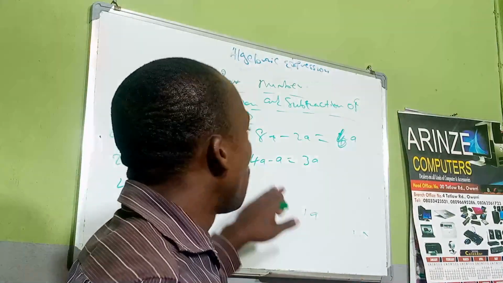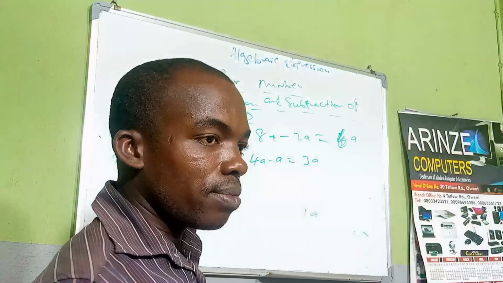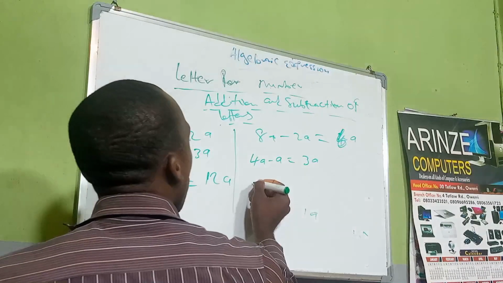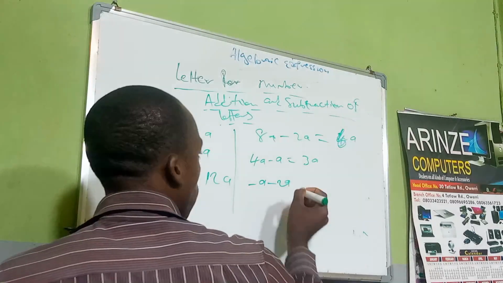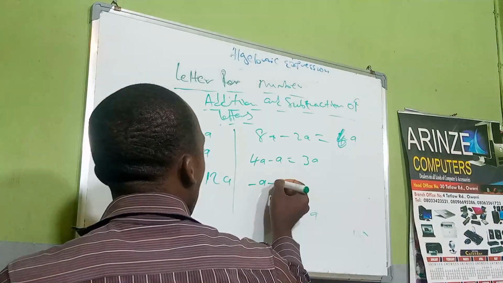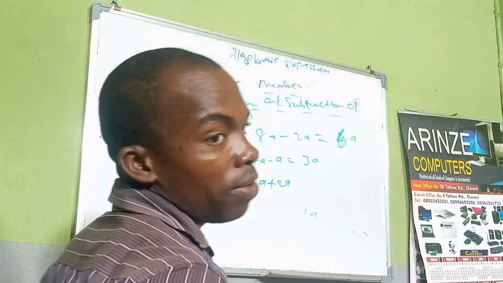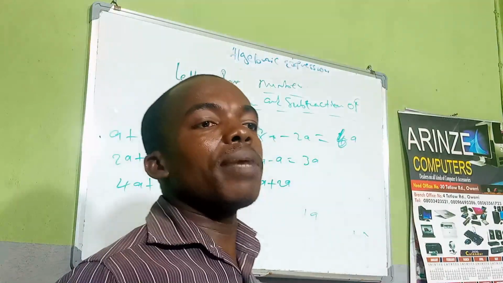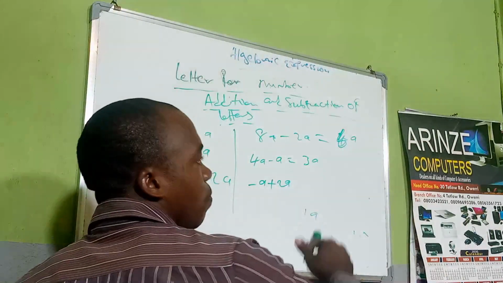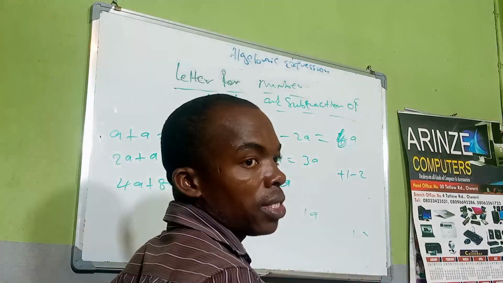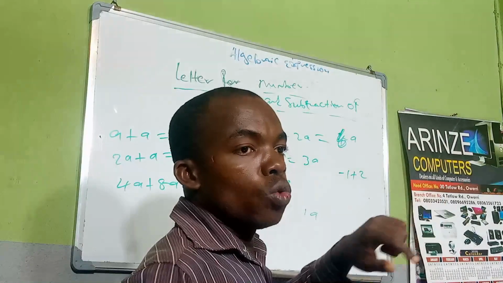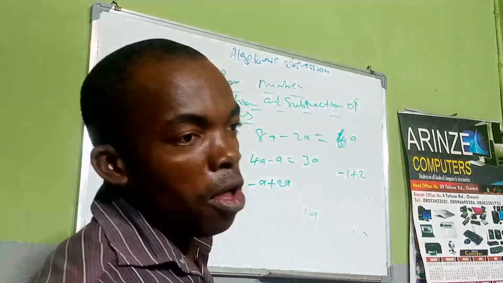So if I have 4A minus A, what is it? 3A. Now, if I have plus A minus 2A, or minus A plus 2A, this type is the same thing we were doing before. Like when you have plus 1 minus 2, or minus 1 plus 2. What's the answer? Minus 1 plus 2.